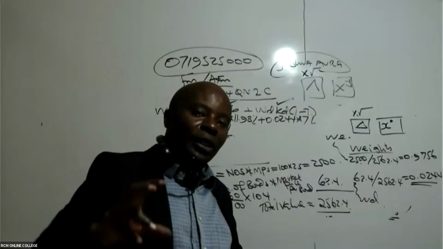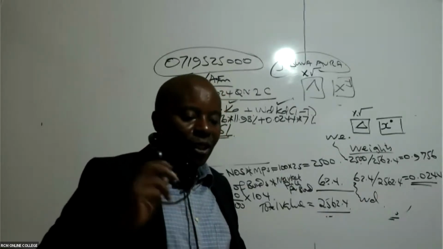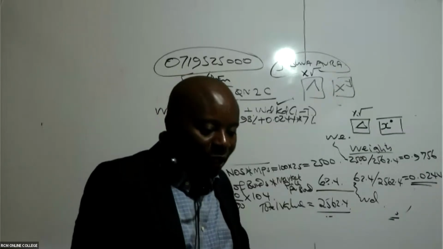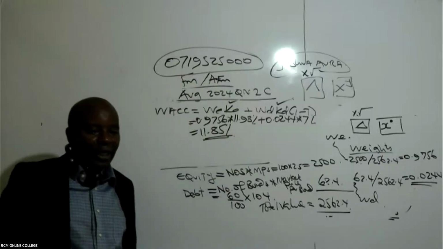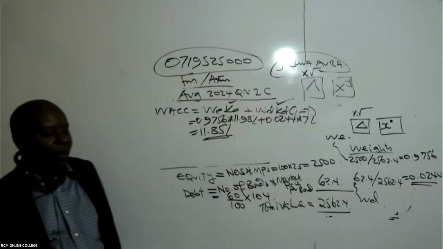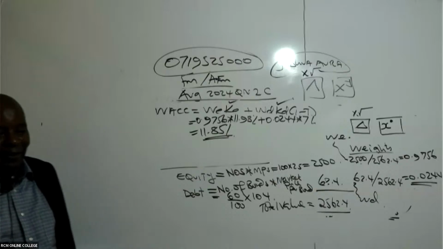But once you've gotten that decimal, change it to a percentage by multiplying it by 100, to get 11.85.